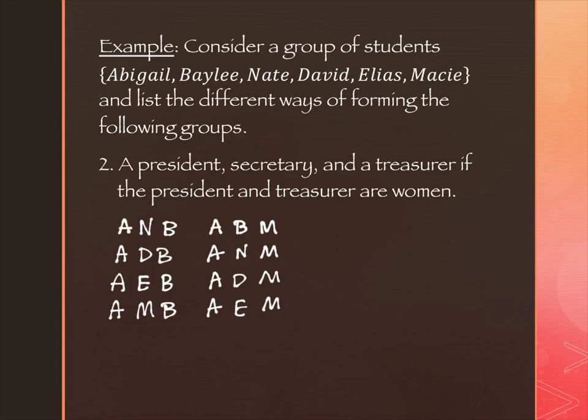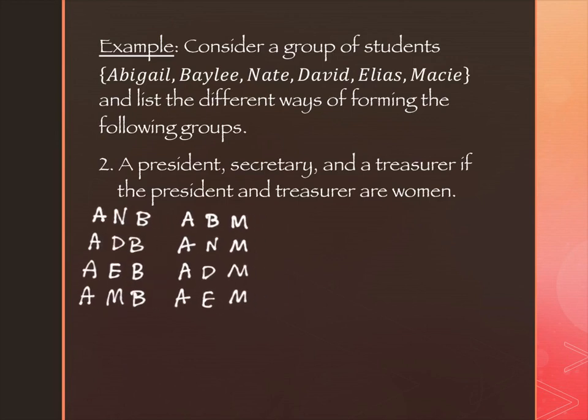So how many do you think there will be with Macy as president? 8. And Bailey? 8. So we're going to end up with 8 times 3 or 24 of these different options on this one. Okay, so this is what I have for Abigail. Let me move it and make it a little bit smaller because I'm going to run out of space if I don't.